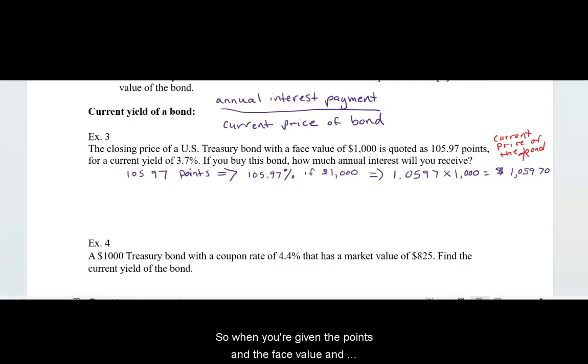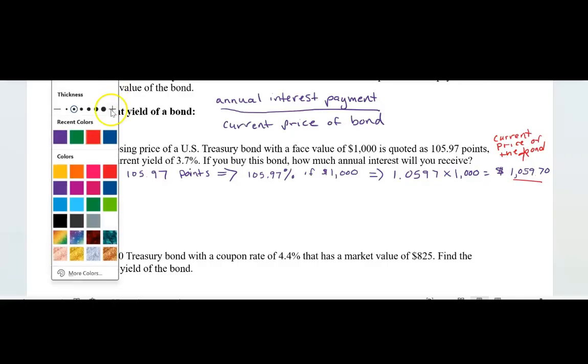So when you're given the points and the face value, and you want to know the current price of the bond, you're just going to take that percent, the points, turn it into a decimal, and multiply it by the face value. This is going to give us the current price of the bond. Because remember, you're earning interest. All right, so we needed that because we're going to use our formula for the current yield of a bond.